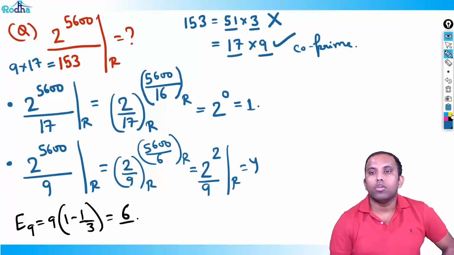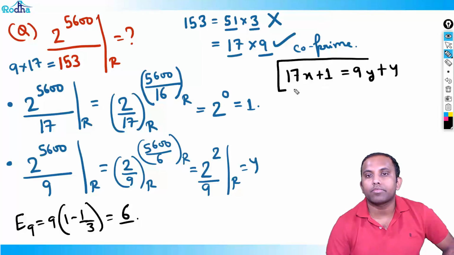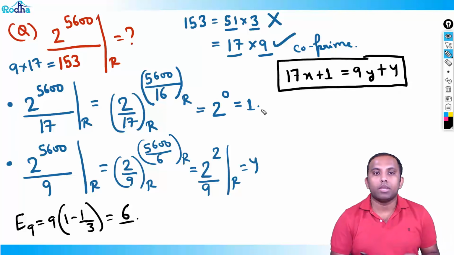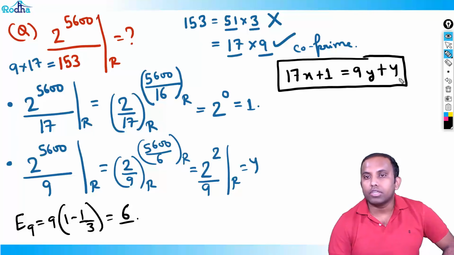That means when this number is divided by 9, the remainder is 4. So how do you write the expression now? A number when divided by 17 leaves remainder 1, so the number is of the form 17x plus 1. The same number when divided by 9 leaves remainder 4. Now I know that the first number satisfying this condition would be my answer.